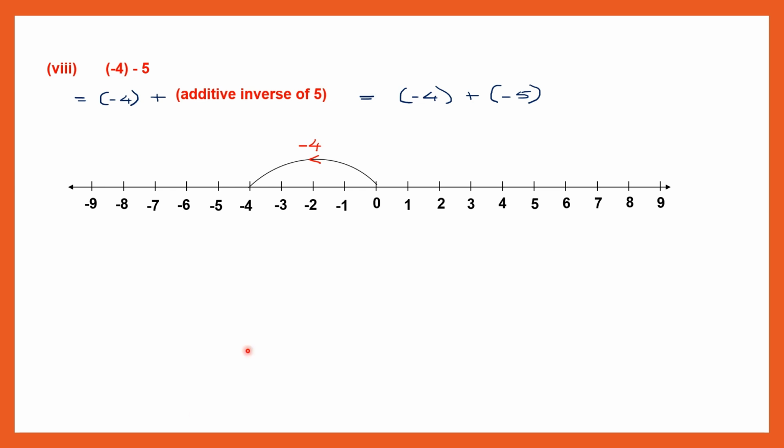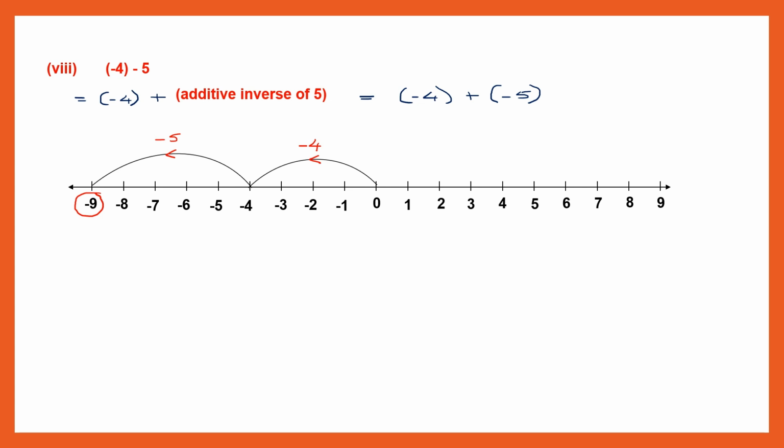Now let's look at our next integer. It is negative 5. That means we are moving to the left because it's negative, and 5 steps to the left. So from 4, 1, 2, 3, 4, 5. So from negative 4 we have reached negative 9. Let's draw that curve. So we have the curve drawn. We have moved again to the left and we have moved 5 steps to the left. And we have reached negative 9. So this is our answer.